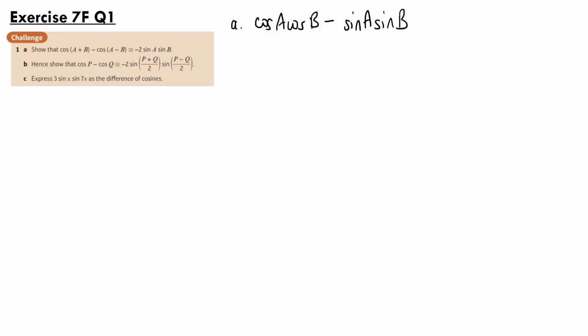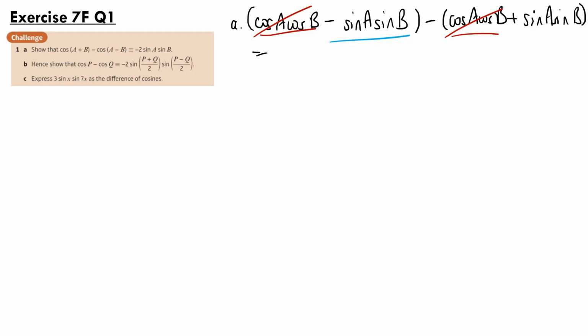And then we know that cos of a minus b is then going to be cos of A cos B plus sine A sine B. Okay, and then we've got here cos A cos B, take away cos A cos B, they cancel. And then we've got minus sine A sine B and minus again sine A sine B, so minus 2 sine A sine B is our answer for part A.